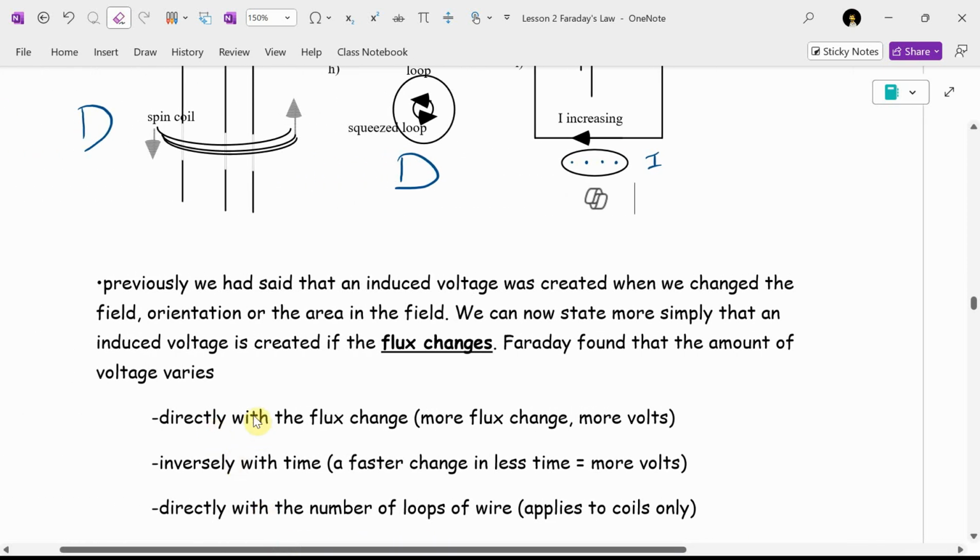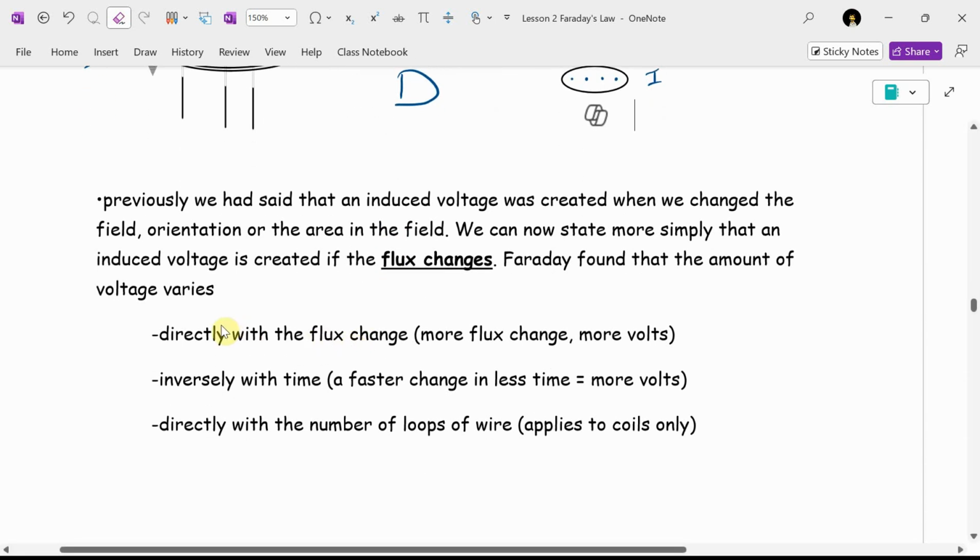And so here's what Faraday said. Previously, we said that you can induce a voltage when we change the field, the orientation, or the area in the field. We can now summarize that even more briefly. If there is a changing flux, you'll have a current. If flux is constant, no current, no voltage. Faraday found that the amount of voltage you get varies directly with the flux change. More flux change, more volts.